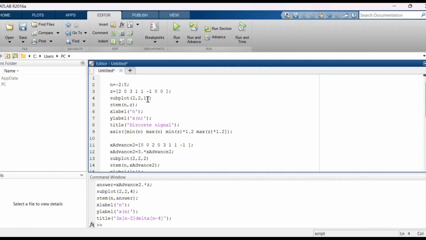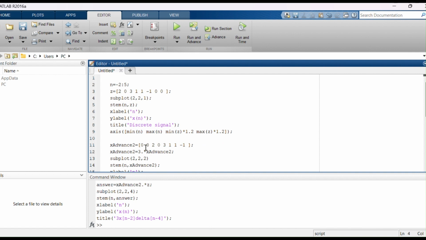This is the discrete signal. We are doing here x of n. And the axis, okay? Minimum of n, maximum of n. This is the x-axis, which means to start from -2 till 2. Y-axis, minimum of z times 1.2, and maximum of z times 1.2, which means the minimum of this, which is 0, -1 times 1.2, and the maximum, which is 3 times 1.2, and this will be the y-axis.